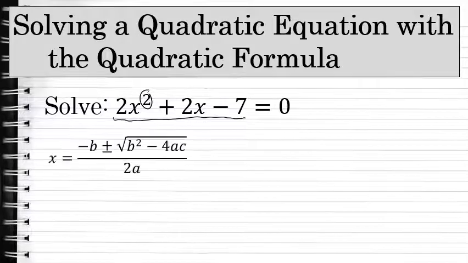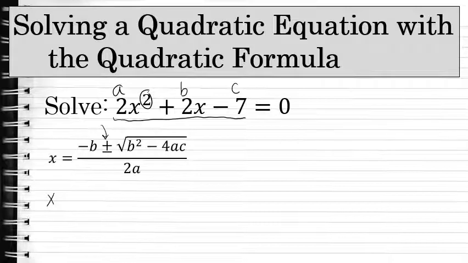The quadratic formula is x equals negative b plus or minus, this is where the two solutions come from, the square root of b squared minus 4ac all over 2a, where a is the coefficient on x squared, b is the coefficient on x to the first, and c is the constant.